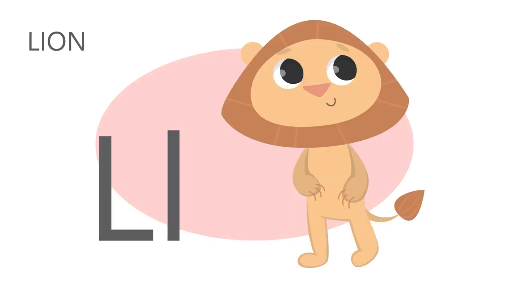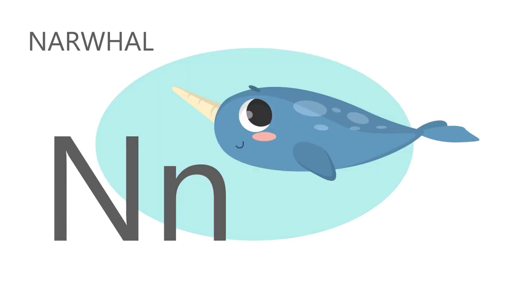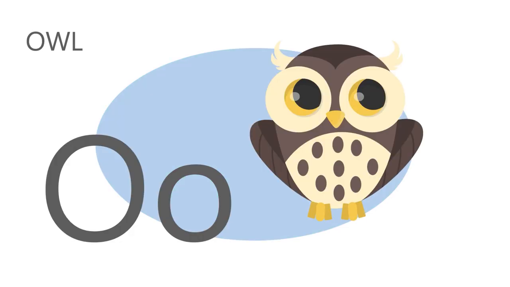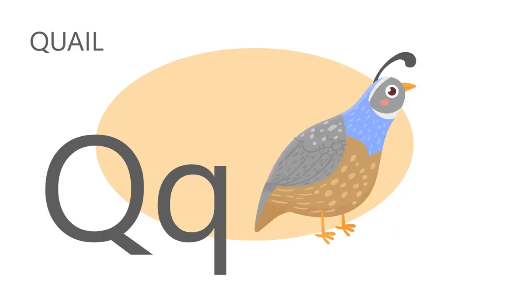L is for lion. L, l, lion. M is for monkey. M, m, monkey. N is for narwhal. N, n, narwhal. O is for owl. P is for penguin. P, p, penguin. Q is for quail. Qu, qu, quail.